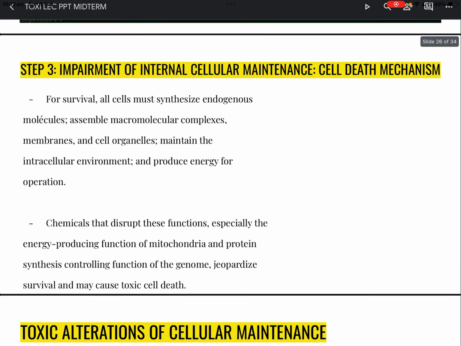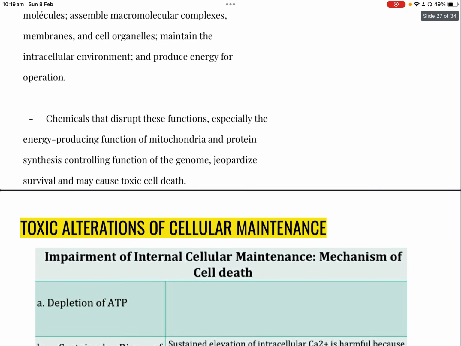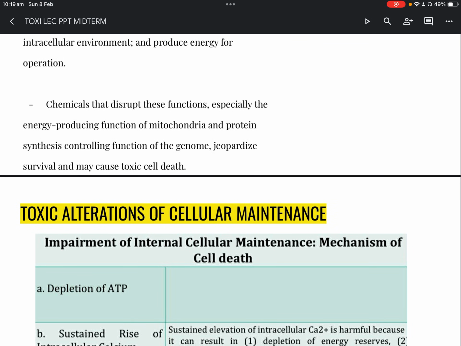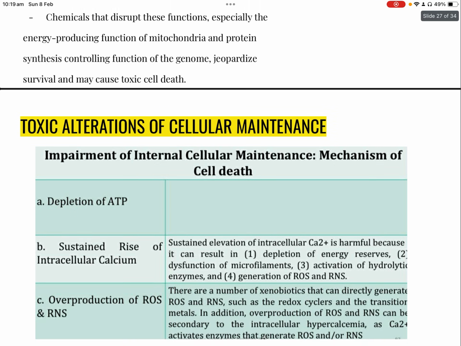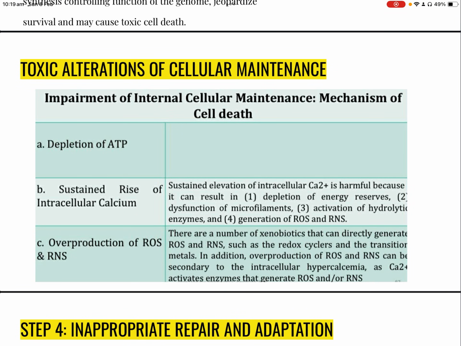For cell survival, it must synthesize endogenous molecules, assemble macromolecular complexes and cell organelles, maintain the intracellular environment, and produce energy for operation. Chemicals that disrupt these functions, especially the energy-producing function of mitochondria in protein synthesis, jeopardize the survival and may cause toxic cell death. Okay, that is the mechanism of cell death. So, we have here the toxic alterations of cellular maintenance. So, impairment of internal cellular maintenance. So, first we have the depletion of ATP.